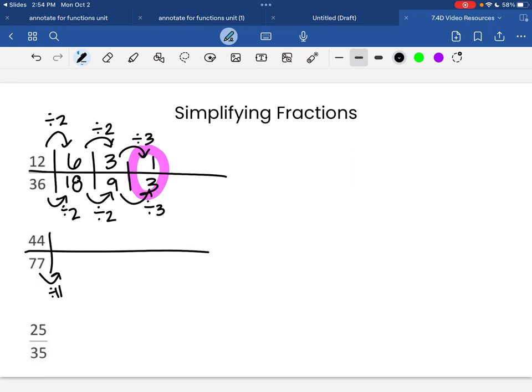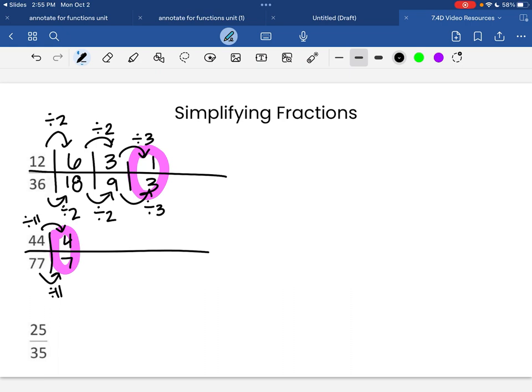I know 77 divided by 11 is just 7, and 44 divided by 11 is 4. And I recognize I cannot simplify any further. So 4/7 is the simplest form of 44/77.